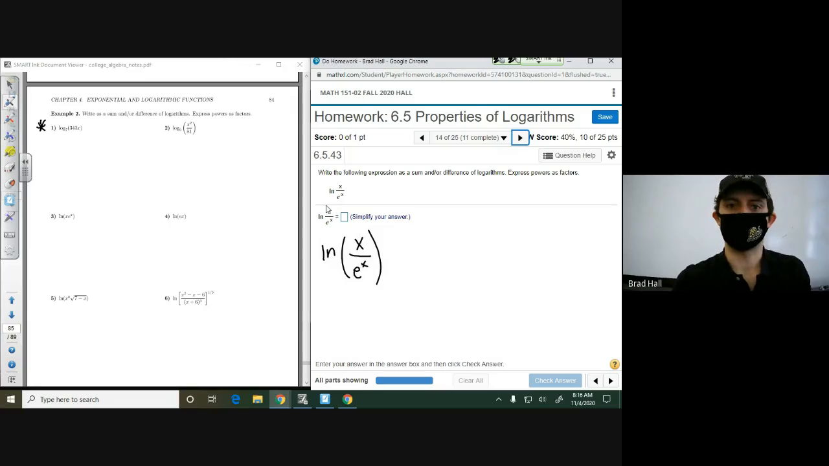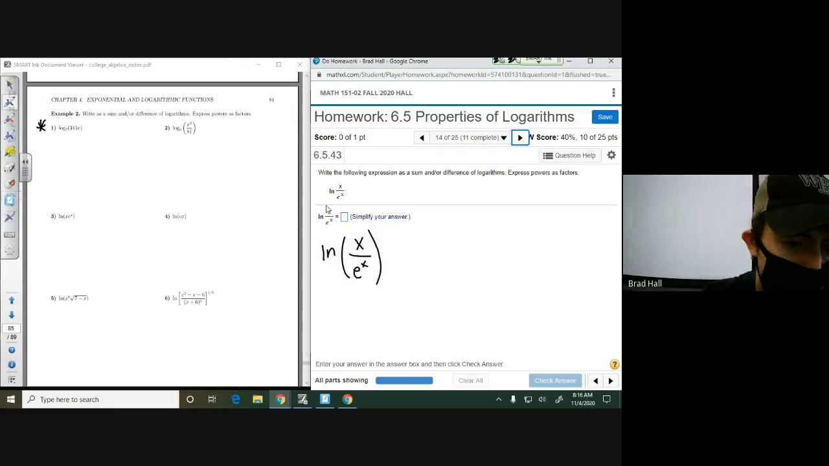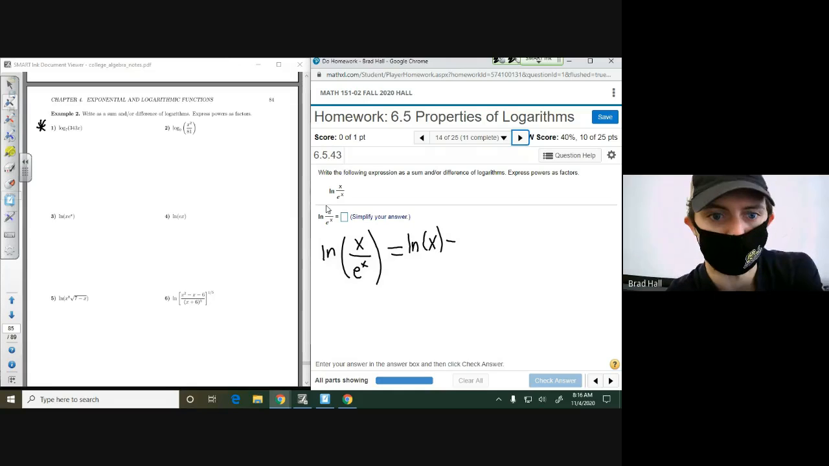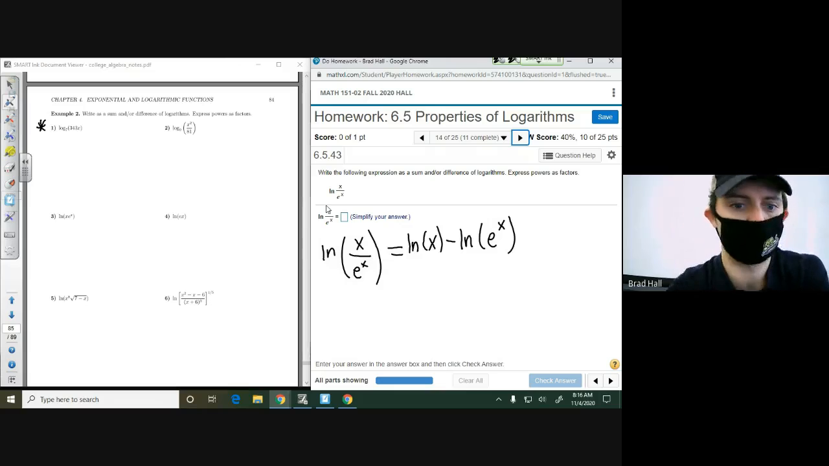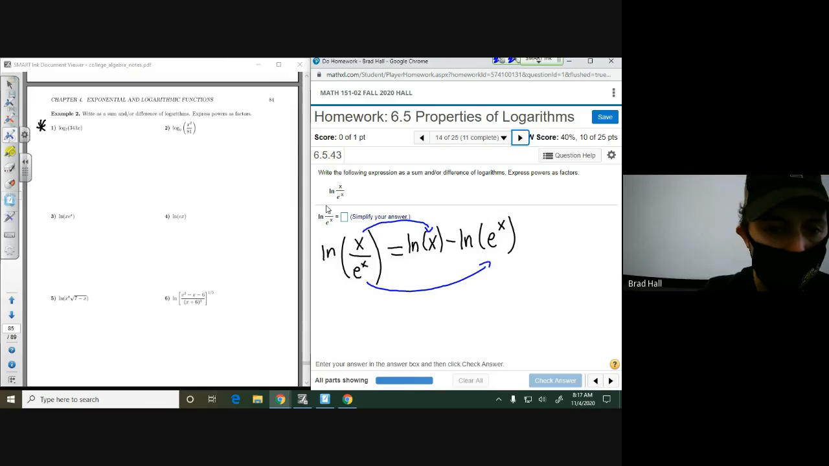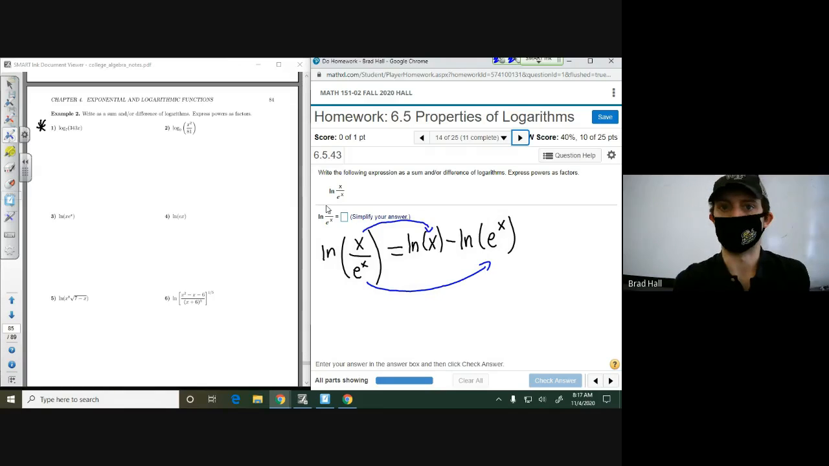So what we have here is a natural log of a quotient, which means we would use the quotient rule. So the quotient rule tells us it's natural log of the numerator, and the quotient rule tells us we have to use a minus sign for the natural log of the denominator. So notice the numerator goes into the first one, the denominator goes into the second one. And they both get their own natural log with a difference, a minus sign.